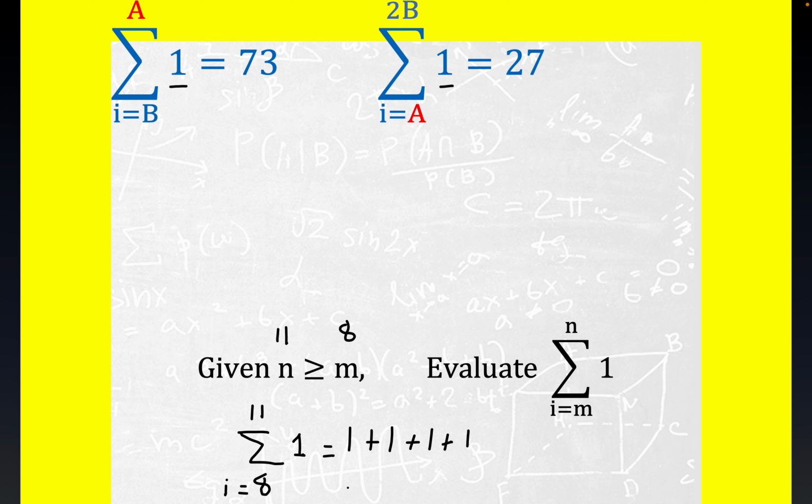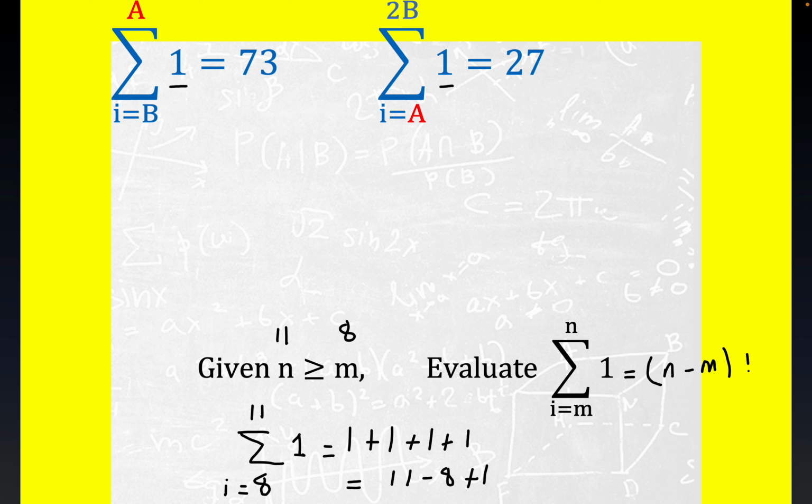And notice that this is equal to 11 minus 8 plus 1. It's a little strange. You would think 11 minus 8 is 3, but no. It's 11 minus 8, which is 3, and then plus 1, which is 4. That gives us a hint on a more general formula. This is always going to be equal to n minus m plus 1.